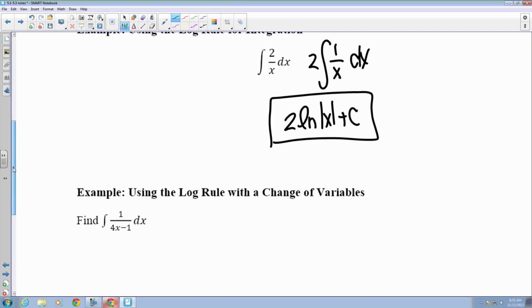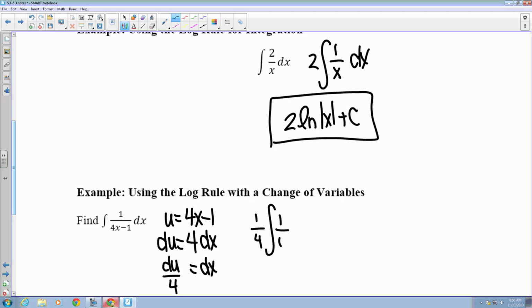Okay, so if it's not just x on the bottom, so like this one is 4x minus 1, then we have to do u substitution. So our u is 4x minus 1, du is 4 dx, and our du does not match what we have left, so we have to divide by 4. Now that it does match, we have 1/4 integral of 1 over u du, which is 1/4 natural log absolute value of u plus c, and then we put our u back in.